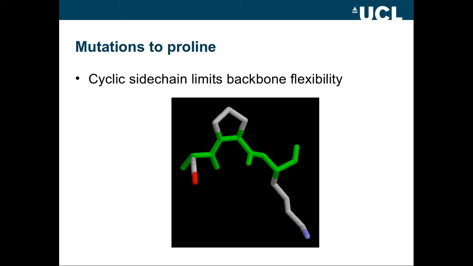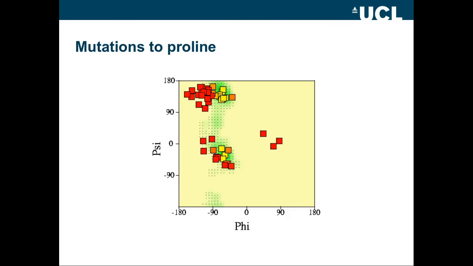So let's just have a look at what I meant by some of those specific analyses. Mutations to proline. Remember, the cyclic side chain of proline limits backbone flexibility. The phi angle between the N and the C alpha can't rotate in the same way that the other amino acids can. So here I'm looking at my example of p53 with a Ramachandran plot where we're plotting the phi angle along the x-axis and the psi angle, that's the one between the C alpha and the carbonyl carbon, on the y-axis.